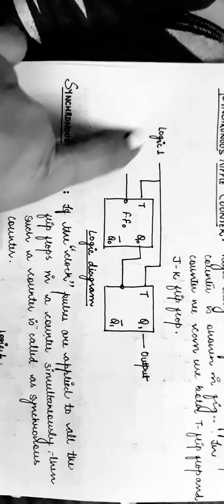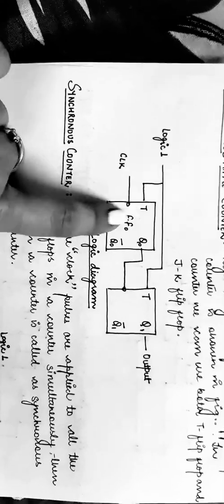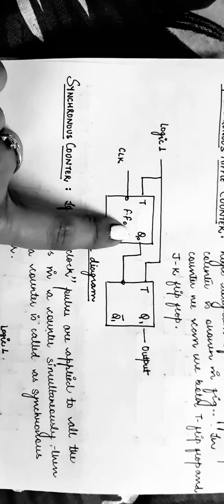So here we can see that the T input of the flip-flop is connected to logic 1 and a clock pulse is applied. So the output of the first flip-flop acts as the clock pulse for the second flip-flop. Clear?